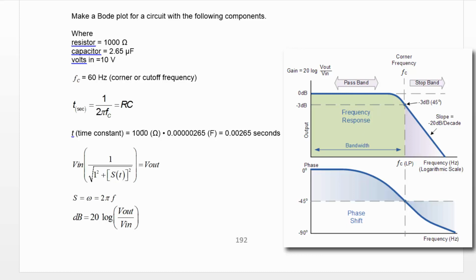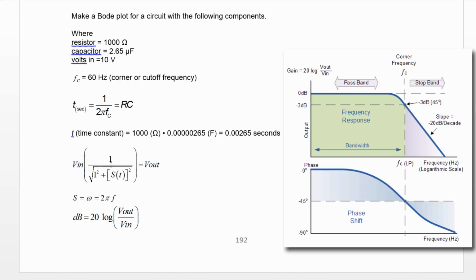So the time constant equals 1,000 ohms times 0.00000265 farads, which equals 0.00265 seconds. Your period of a frequency is just the reciprocal of the frequency. But the time constant uses your total radians, 2 pi f. You take the reciprocal, and that's your time constant in seconds. So time constant is just R times C, and we get our seconds.